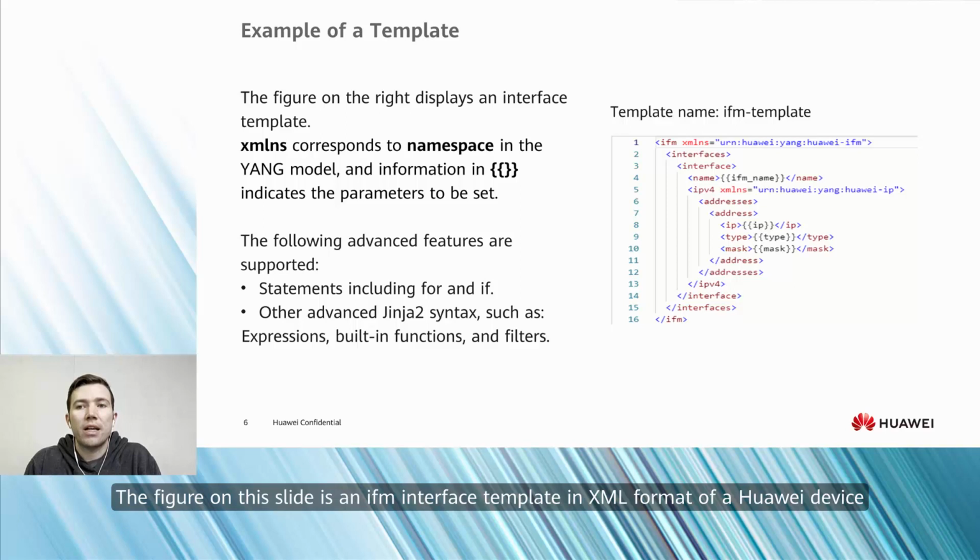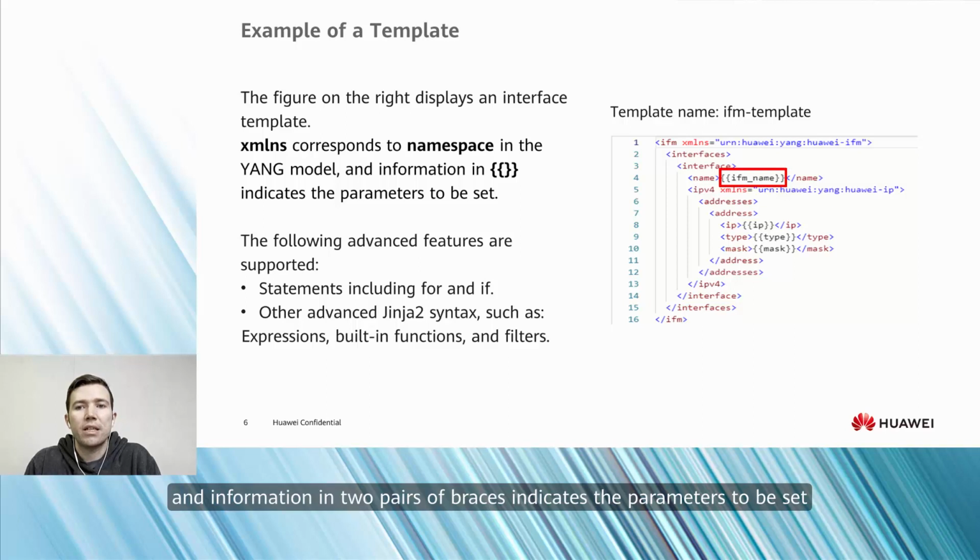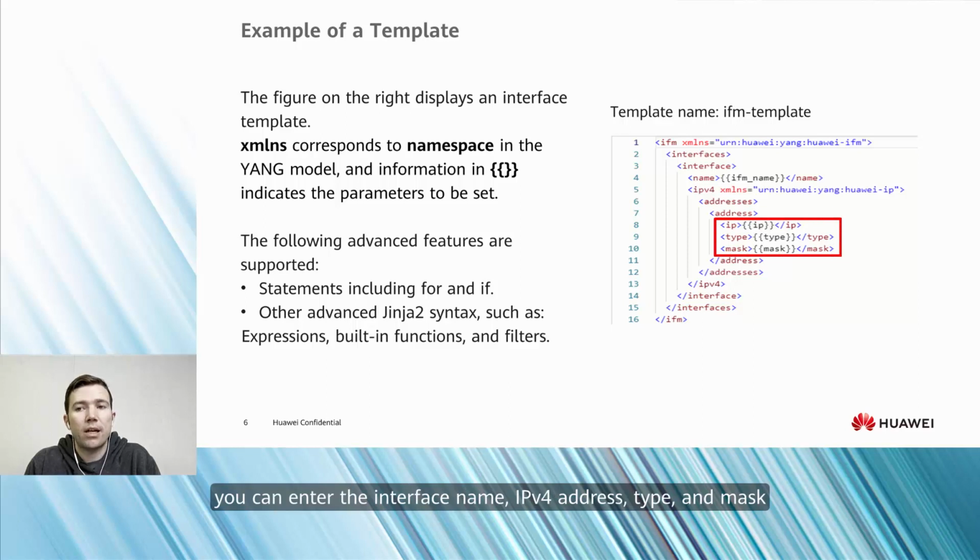The figure on this slide is an IFM interface template in XML format of a Huawei device. XMLNS corresponds to namespace in the Yang model, and information in 2 pairs of braces indicates the parameters to be set. With this template, you can enter the interface name, IPv4 address, type, and mask. Then you can apply this template to a device to create an interface. The AOC template also supports other advanced Jinja 2 syntax.